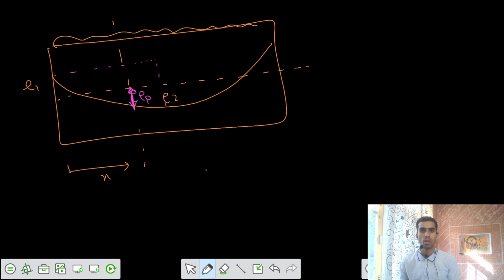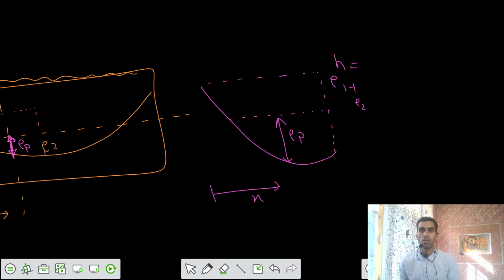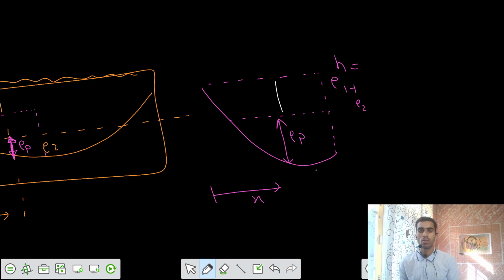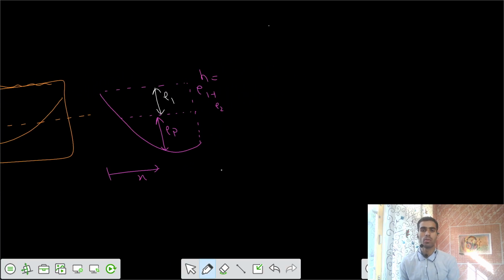If I take the entire bigger parabolic part, it has some value of E1 plus E2, that we represent as h, E1 plus E2. And E1 is constant throughout. Let's say this is the value of E1, and this is the EP value we have at a particular location x. Can you tell me what this is? How can we solve the EP value based on the parabolic equation we have?